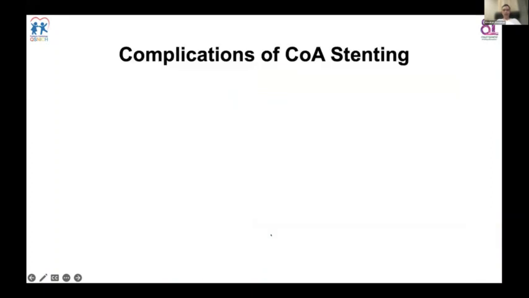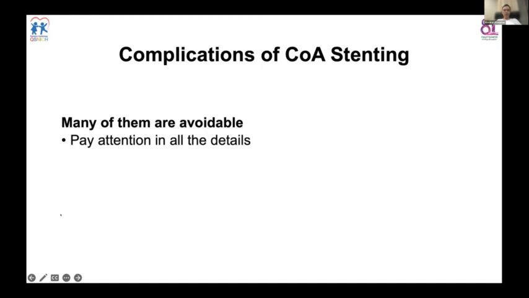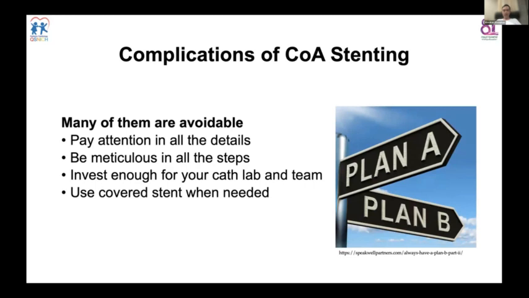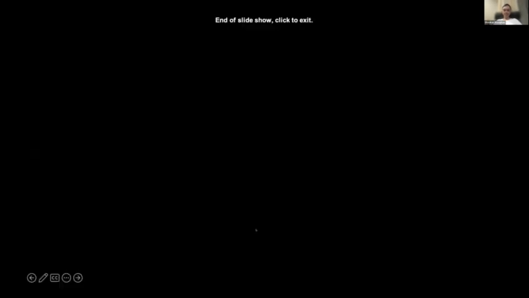So in conclusion, ladies and gentlemen, many of the complications of coarctation stenting are avoidable, but you need to pay attention to all the details, be meticulous in all steps, invest enough in your cath lab and teams, and use a covered stent when needed. But again, it's not always avoidable, so you need to have a plan B. Thank you very much indeed.